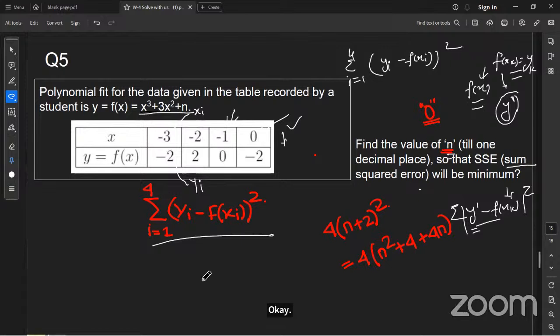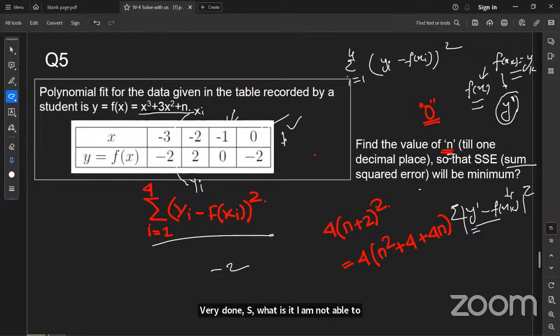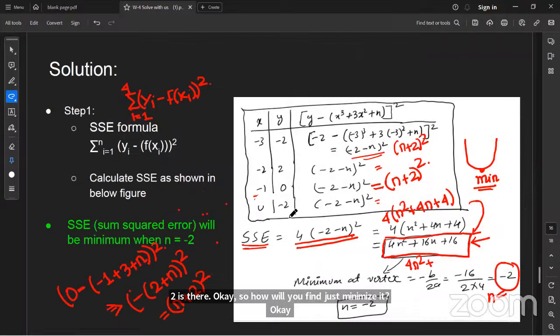Someone had correctly evaluated the value. It's -2, -2 is correct. Well done, Sonalika and Sedia. I am not able to pronounce it, sorry for that. It is correct, -2 is there. So how will you find it? Just minimize it. So let's find the formula.